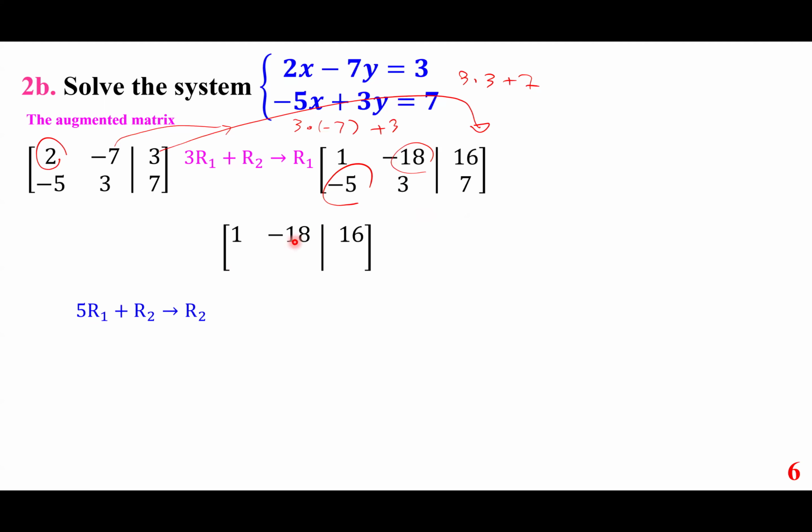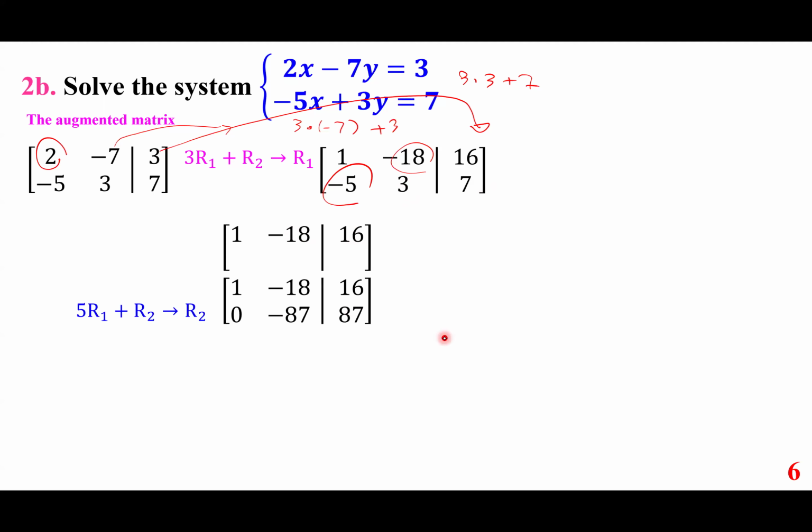Okay, so 5 times negative 18 is negative 90 plus 3 is negative 87. The last one, 5 times 16 plus 7, 80 plus 7 is 87. So this is the new.